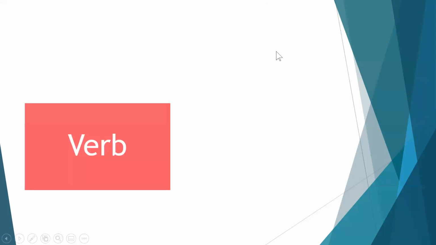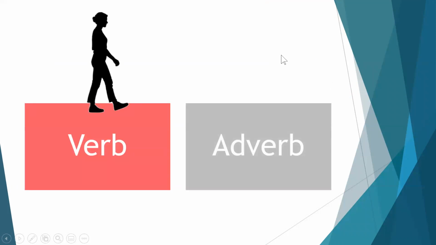So we talked about nouns, pronouns, and adjectives. Well done. You already covered 3 of the 8 parts of speech. Now we'll talk about verbs and adverbs. Now, a verb is an action such as walking. Can somebody give me an adverb for walking? Give me something that describes the way I'm walking. Give me a word that describes the way I am walking.